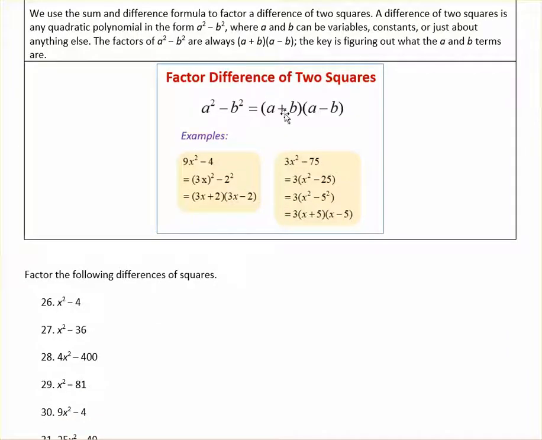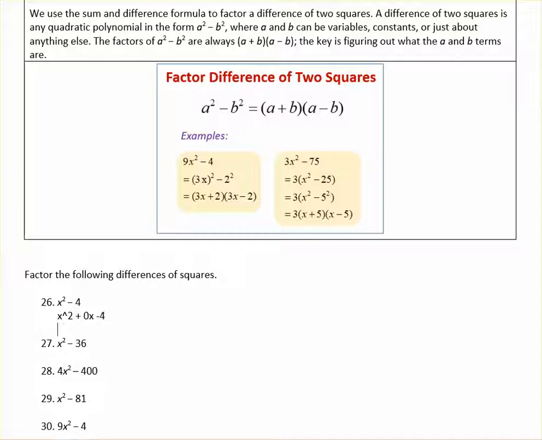So in 26, I could factor this the same way we factored our other problems if I remember that there is really a middle term, it's just 0. And then I could say, okay, what are the factors of -4 that would add up to 0? What are the factors of -4 that would add up to 0?